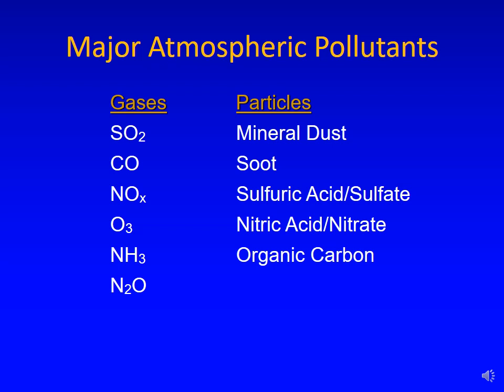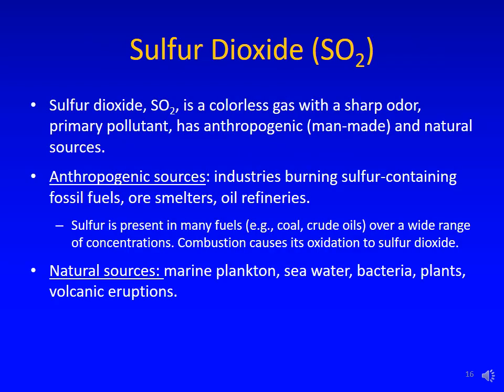So let's talk a little bit about sulfur dioxide. It's a colorless gas. It's a primary pollutant. The major anthropogenic sources are fossil fuel combustion, because sulfur is an impurity in these fossil fuels. When you burn these fossil fuels, the sulfur that is in the fuel will react with oxygen at high temperatures to form sulfur dioxide.